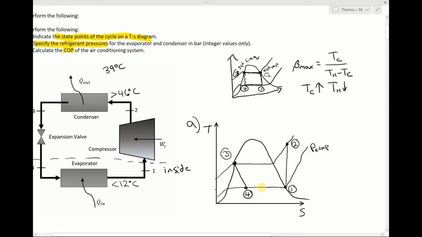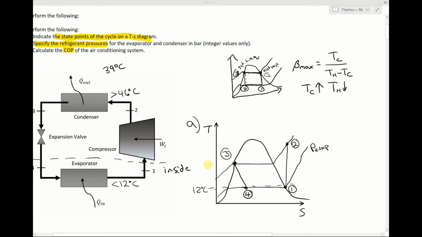So we're going to select a pressure such that this line is 12 degrees Celsius or less. On the other hand, we know that to maximize our efficiency, we want to make this T cold, or this evaporator temperature, as high as possible. So we're going to select a pressure that is as high as possible as long as the temperature remains below 12 degrees Celsius.